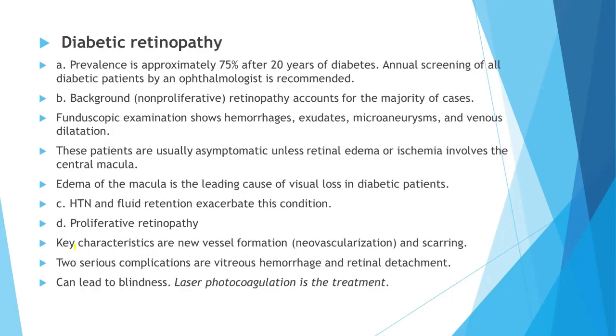Now let's talk about another complication, that is the diabetic retinopathy. So it has a very high prevalence of 75%, and almost after 20 years of diabetes, almost 75% of the patients will get diabetic retinopathy. Background, the non-proliferative retinopathy, accounts for the majority of the cases, and fundus examination may show hemorrhages, exudates, microaneurysms, and venous dilatation. We will again encounter diabetic retinopathy in our CNS lectures. Now, these patients are usually asymptomatic unless retinal edema or ischemia involves the central macula.